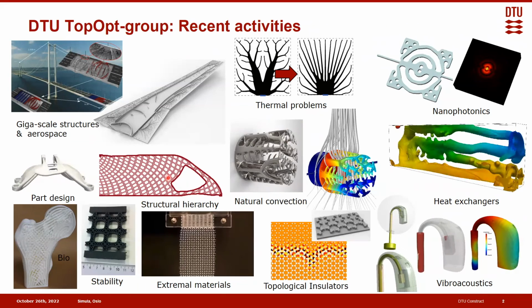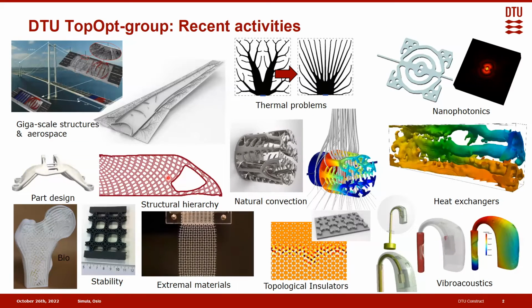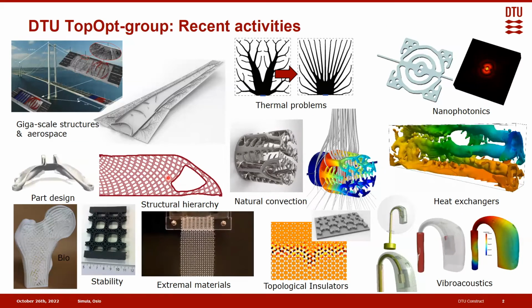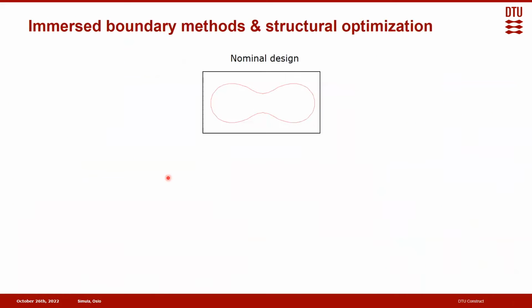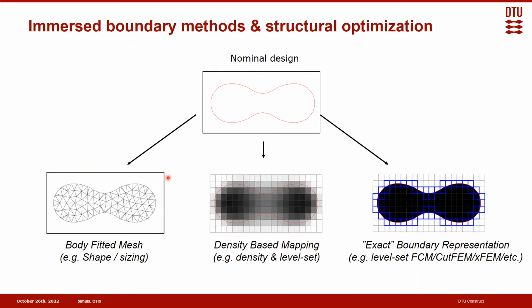Okay, so the DTU TopOpt group, we are a fairly big group working on topology optimization. So that's what I'm going to focus on. But before I dive into that, it's all about immersed boundary methods, because we are changing the geometry of something as we go along through an optimization process. So let's just consider a simple hourglass-like normal design. If you want to model that, you basically have three ways of doing it.